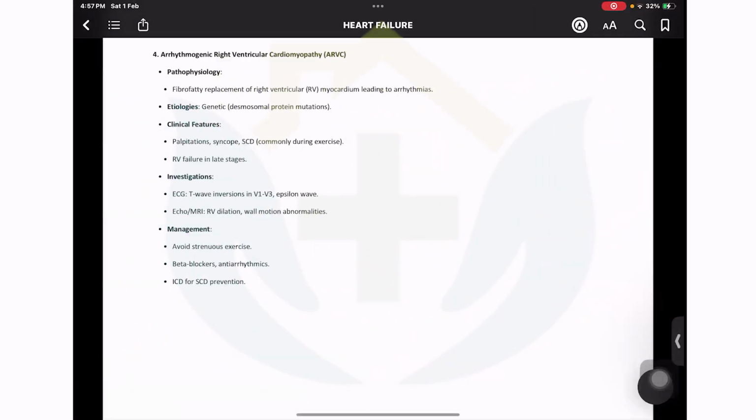Last but not the least is arrhythmogenic right ventricular cardiomyopathy, ARVC. Very important, will come in the MRCP exam every year. So basically, this is an isolated cardiomyopathy of the right ventricle. What happens is a fibrofatty replacement of the muscular tissue in the right ventricle. Now this fibrofatty tissue leads to arrhythmias.